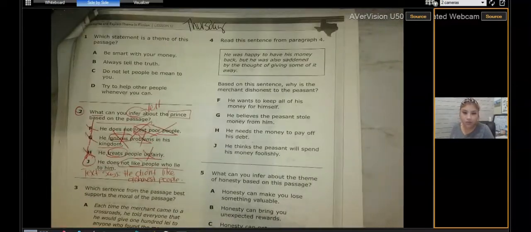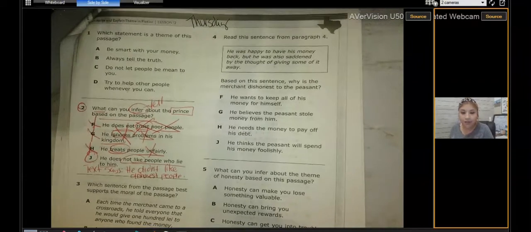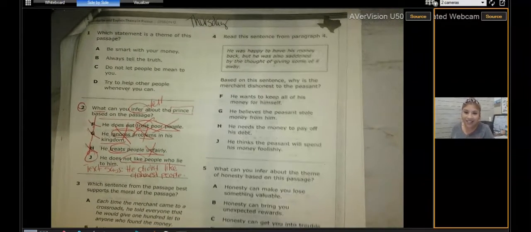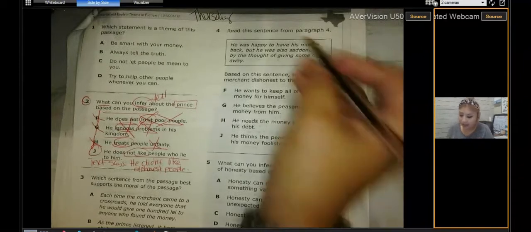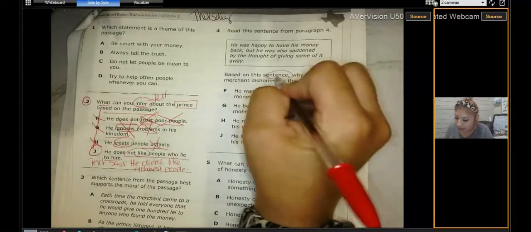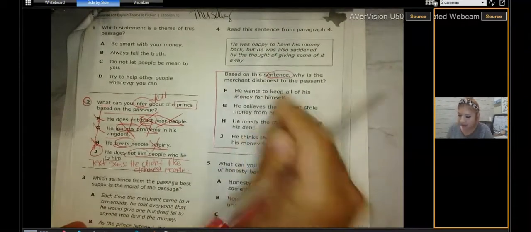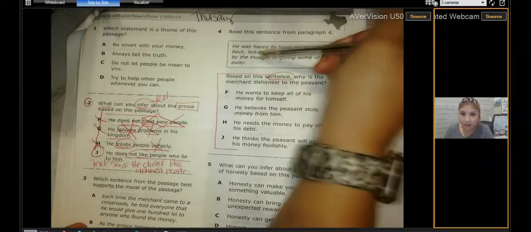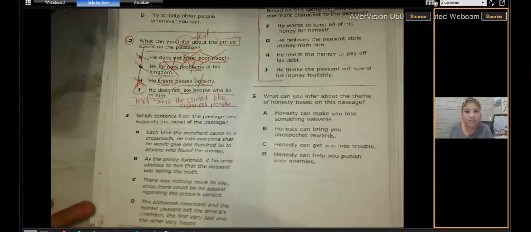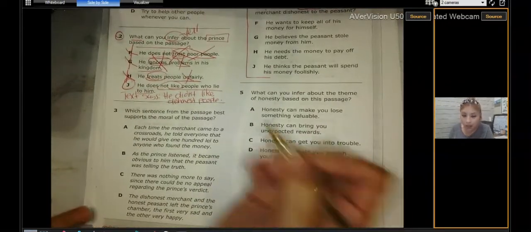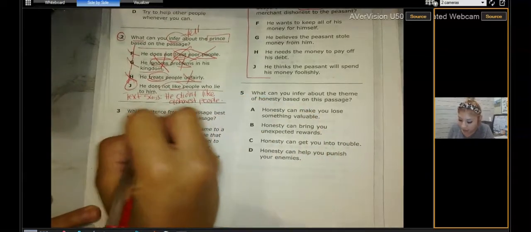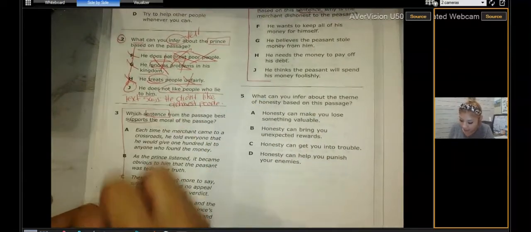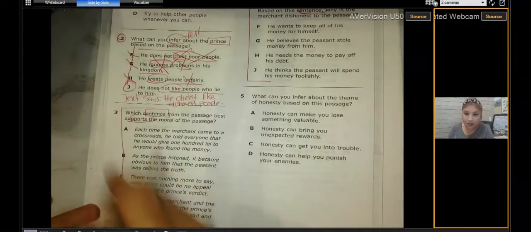So boys and girls, you should have textual evidence for every single one of them, except the ones that are like this. Remember, based on the sentence, so they gave you the sentence. This is your textual evidence, and you base it off of here. All right. Same thing with number 3. Which sentence from the passage best supports the moral of the passage? Supports. They gave you the sentences, so this is your textual evidence.